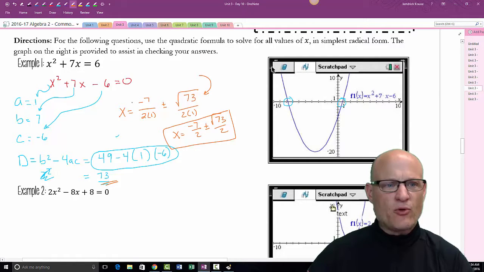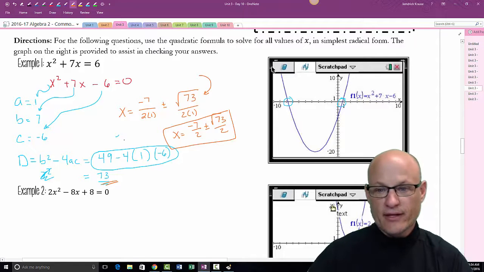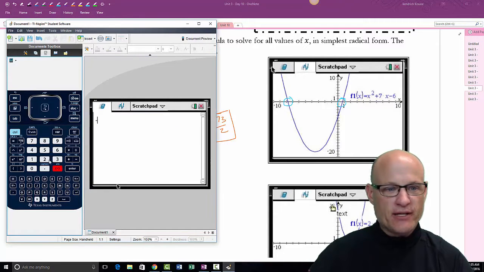Well, let's see what it said. Solve and put the simplest radical form. So it did not say that we had to do anything other than that. So there we go. Sometimes they ask for the decimal, so you can come over here to your calculator and say, okay, I need a decimal. So you say, okay, negative 7 divided by 2 plus the square root of 73 divided by 2. And it's going to make it look all pretty for you. Look at how pretty that is. 0.772001.